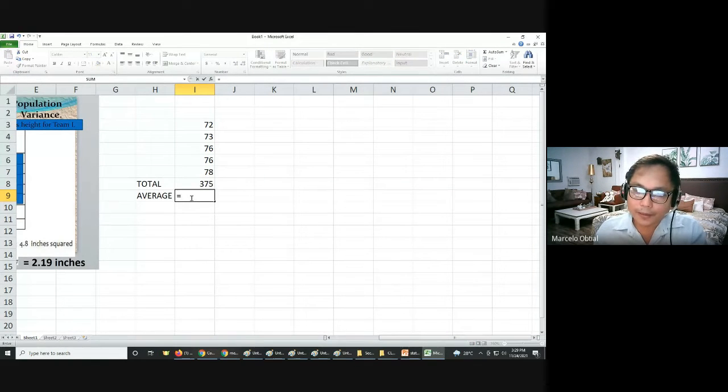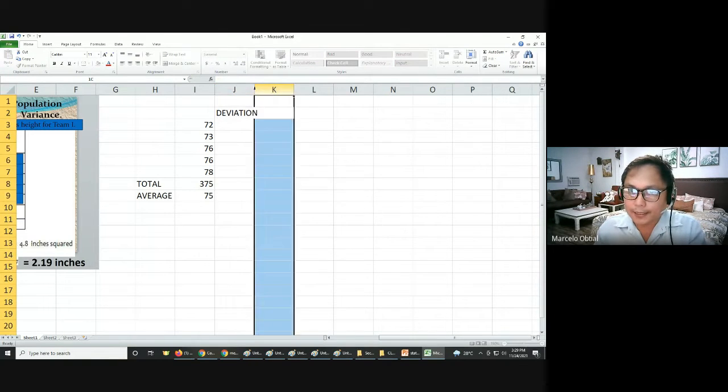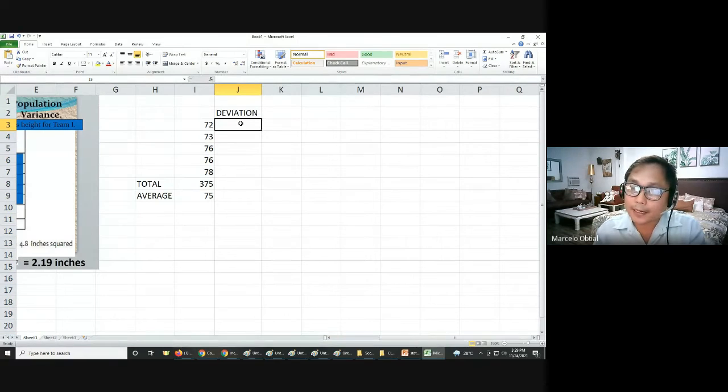You make a formula here, no? In the cell, no? Just press equal sign. Then go to that cell na merong data ng total divided by 5. Okay, the answer should be 75, no? And after that, okay, you make the column for the deviation. Again, class, this was only for checking purpose only, ha? Bawal kayo gumamit na Excel sa quiz sa exam. Okay. Kung may time pa, you can check, no?